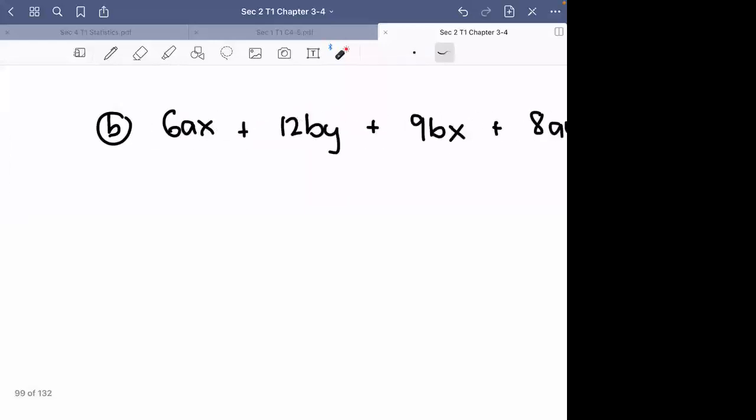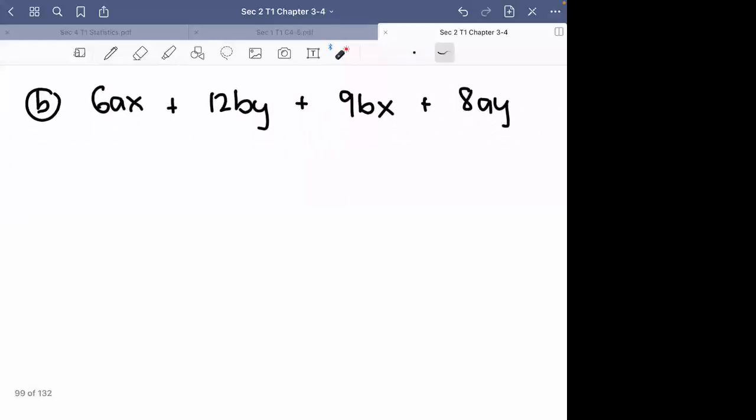Okay, let's have another example. So let's have 6ax plus 12by plus 12bx plus 8ay.